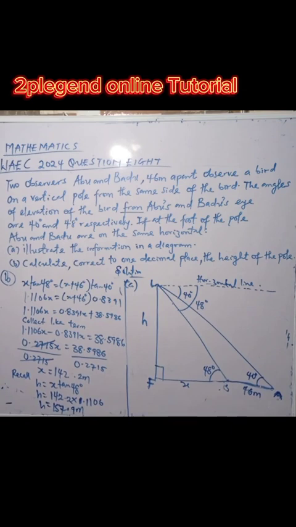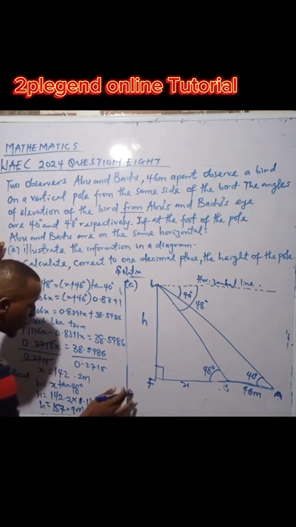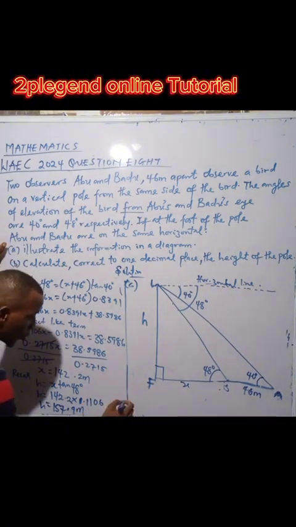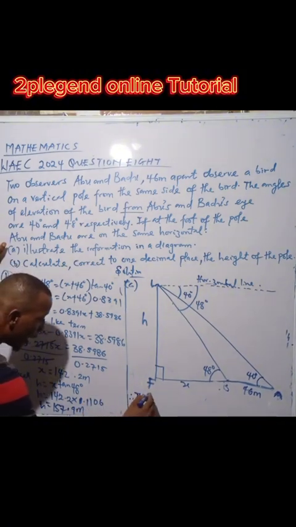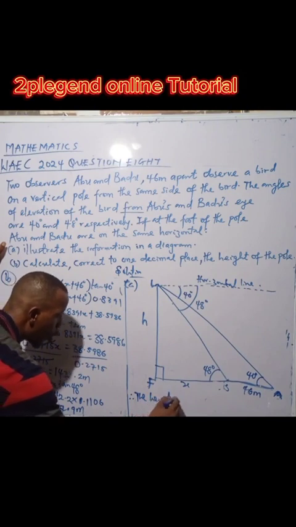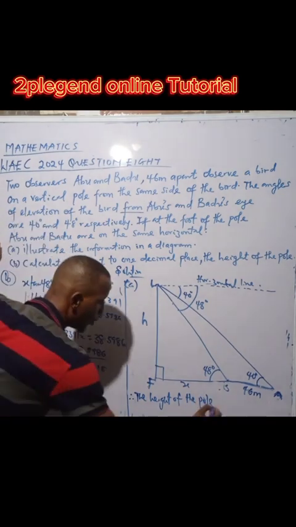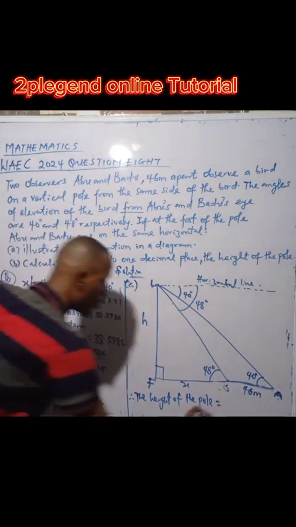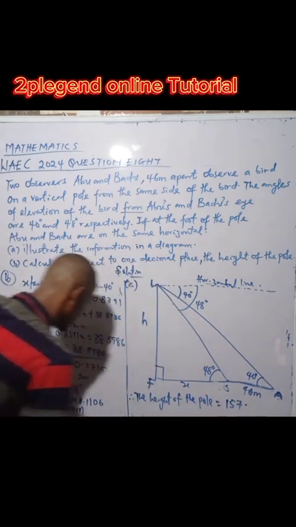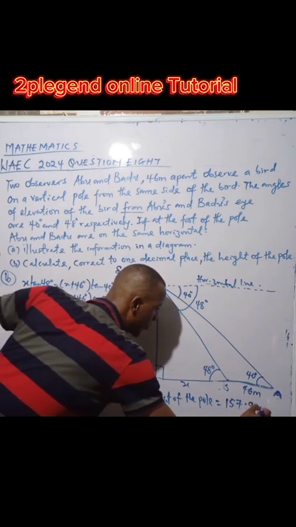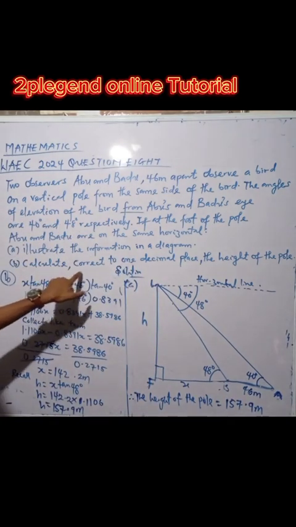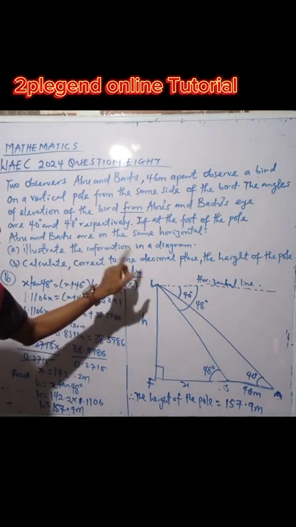So the height of the pole, therefore, you have to always conclude. Therefore, the height of the pole is given as 157.9 meters. Remember that the question asks you to leave your answer in one decimal place. So this is the answer for it.